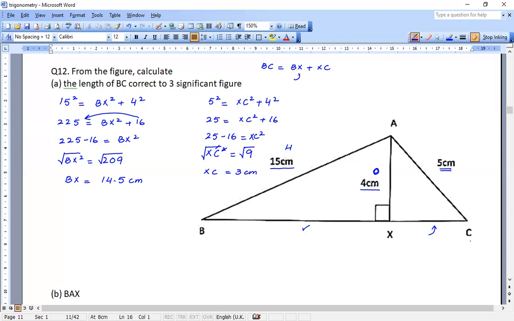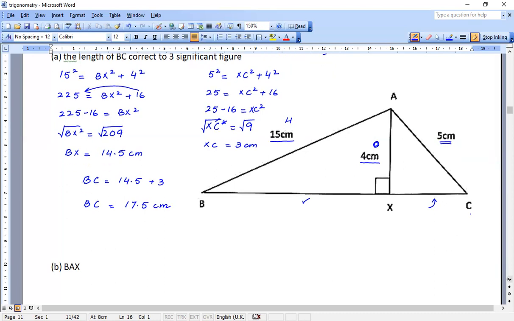Now that I have BX and XC, I'll be able to calculate BC. BC is equal to 14.5 plus 3. So finally, BC is going to be 14.5 plus 3, which is 17.5 centimeter. This is part A.